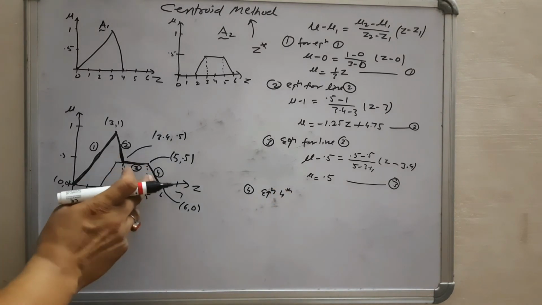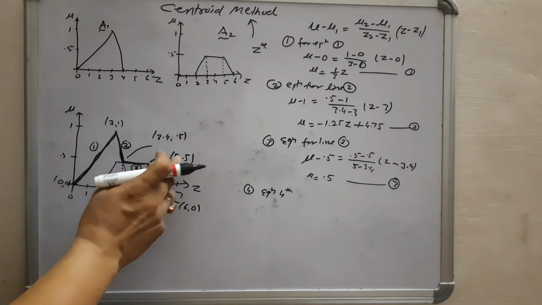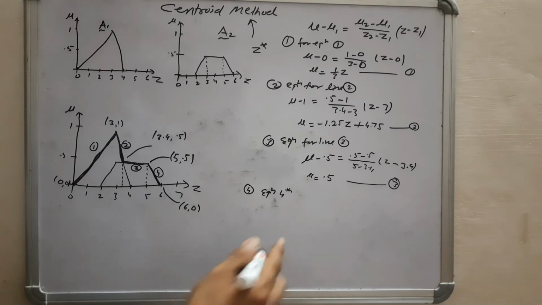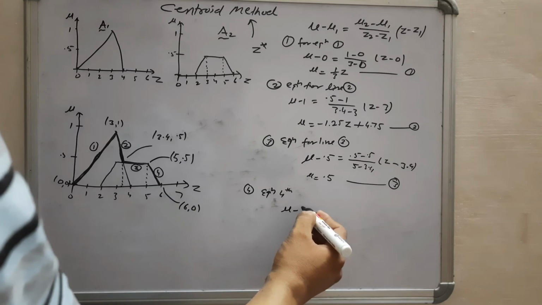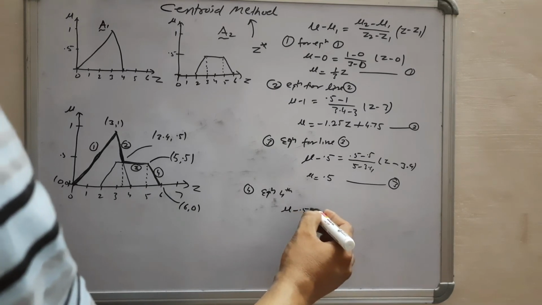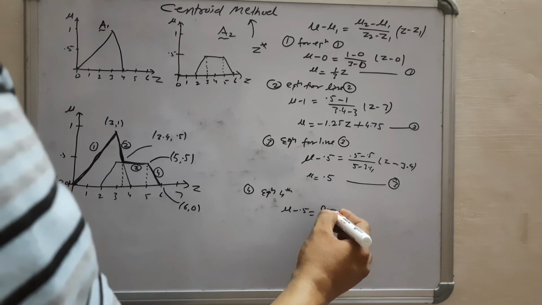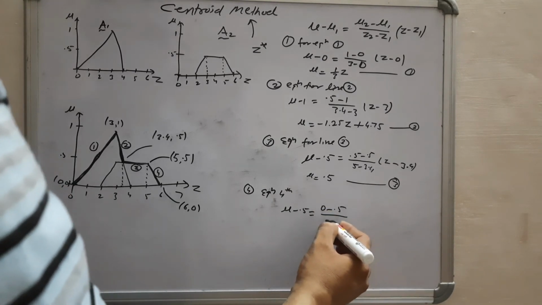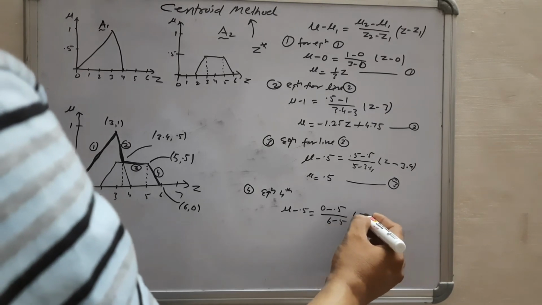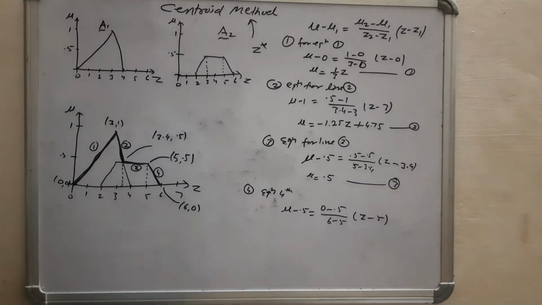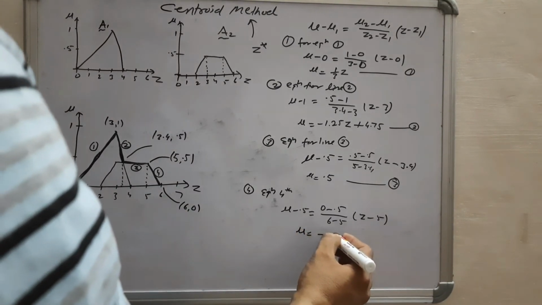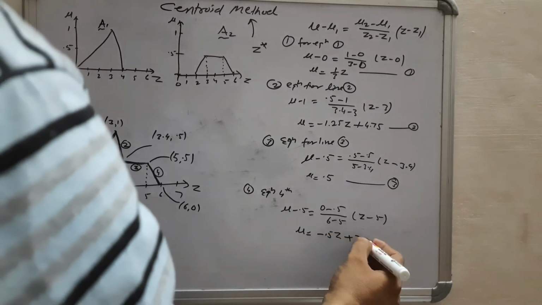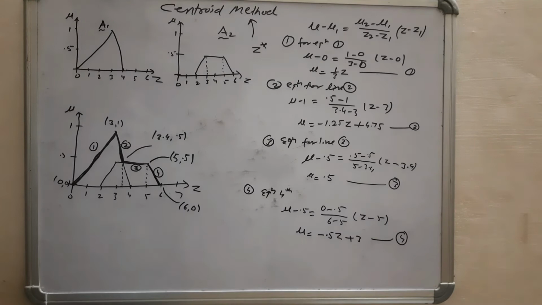So for the fourth equation, this one, the first coordinate is 5, 0.5, the second is 6, 0. So putting all these values in this formula, we obtain mu minus 0.5 equals 0 minus 0.5 upon 6 minus 5, into z minus 5. And by solving it, we obtain mu equals minus 0.5 z plus 3. This is the fourth line equation.